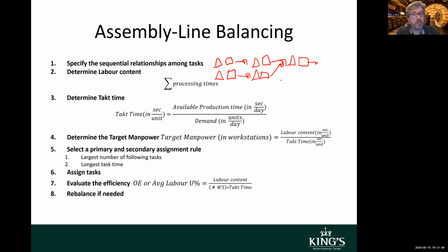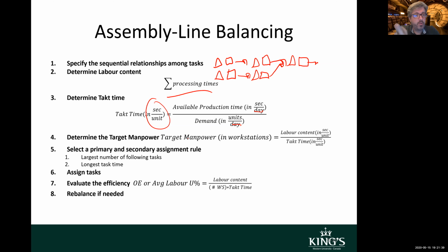Then you determine the labor content. That's the sum of your processing times. Determine your takt time by dividing the available production time by your demand. Now notice this, that the production time is seconds per day and demand is units per day. So the days are going to cancel. You will end up with takt time in seconds per unit. That's the beat of your demand.